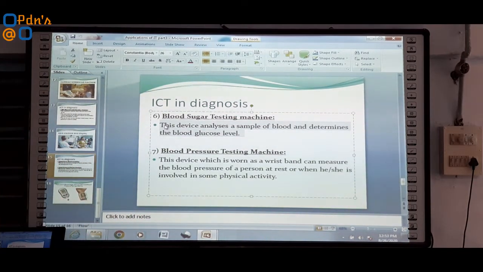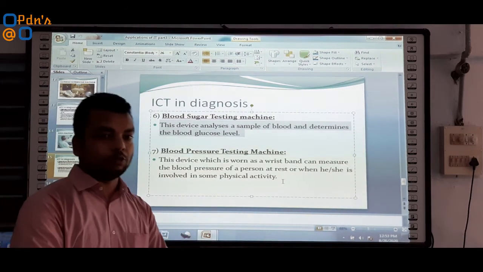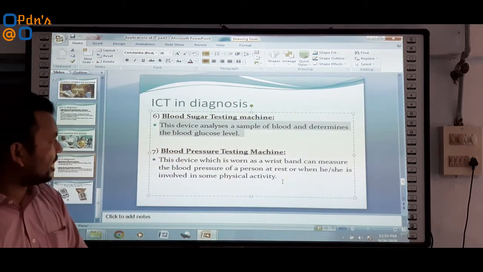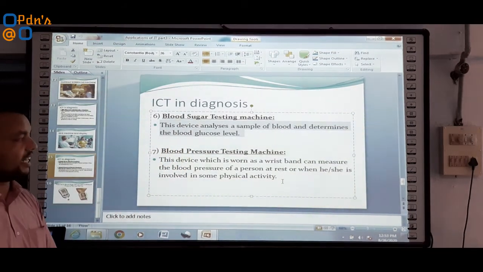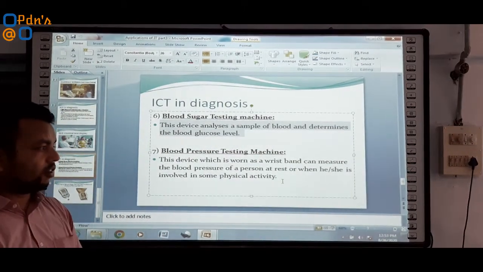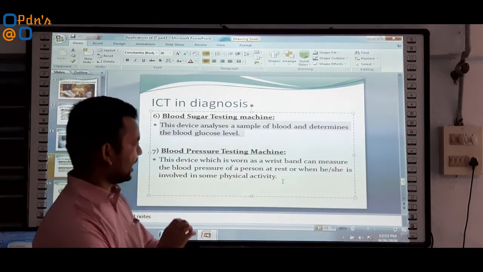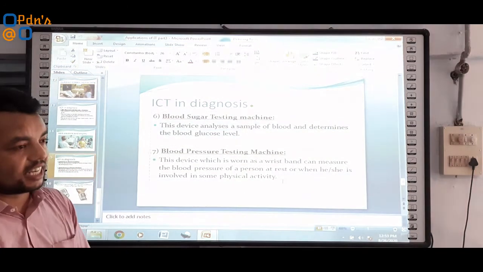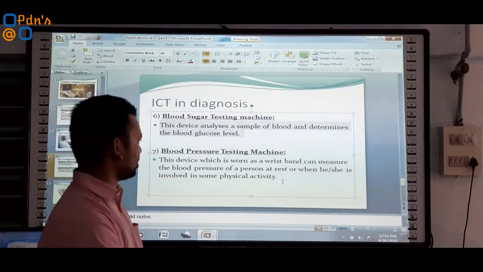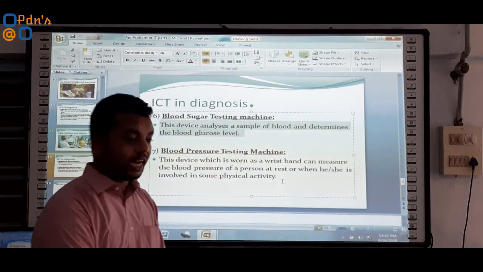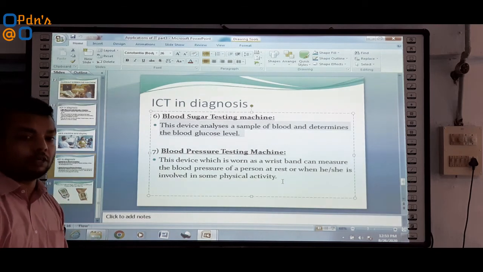Okay, similar to this, a blood pressure testing machine is also there, which can be worn as a wristband on our hand, and which in turn will measure the blood pressure of a person at rest or when he is in some activity. Suppose a person is resting. In that situation also, that wristband can be attached, and whenever he is involved in any physical activity, say exercise, running, jumping, cycling, in that situation also this wristband can be worn, and the blood pressure of that particular person can be tested.